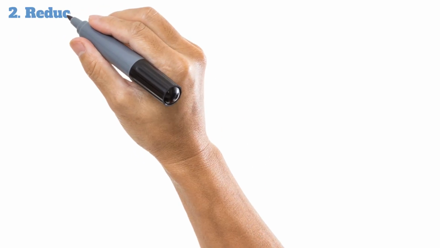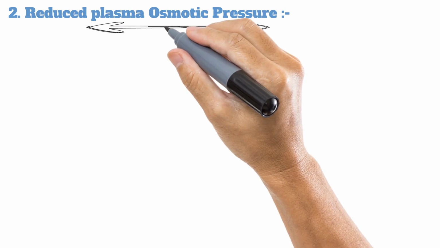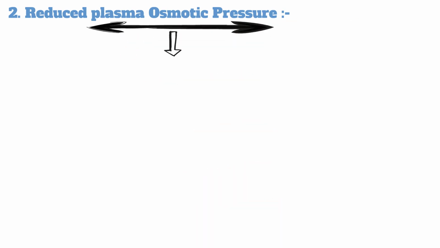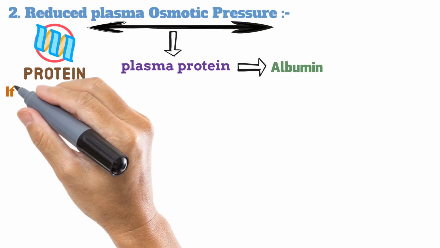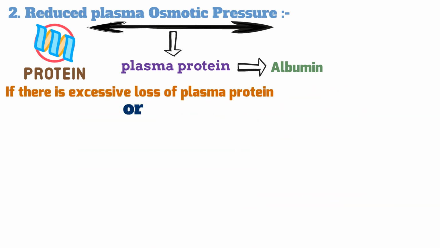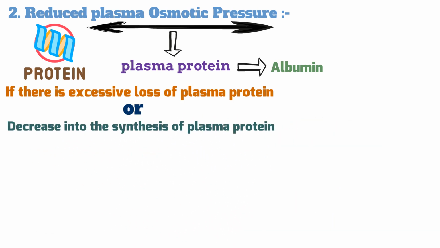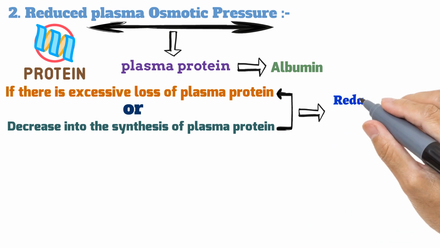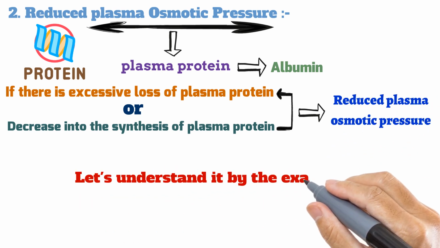Second cause is a reduced plasma osmotic pressure. This plasma osmotic pressure is created by the plasma proteins, mainly albumin. Suppose there is an excessive loss of plasma protein or a decrease in the synthesis of plasma protein, it results in reduced plasma osmotic pressure. Let's understand it with an example.